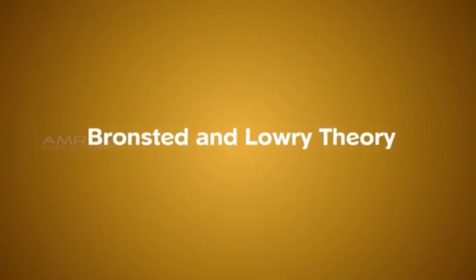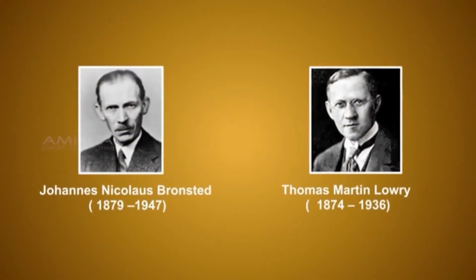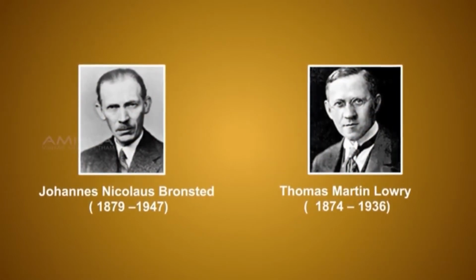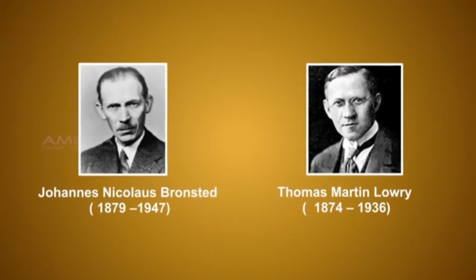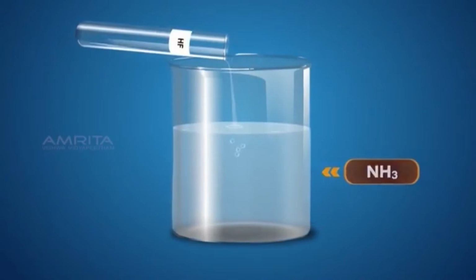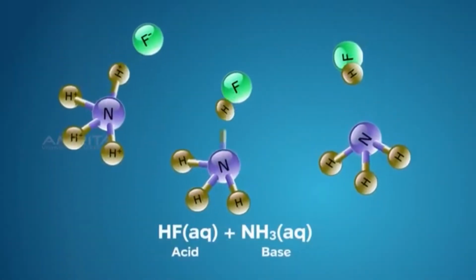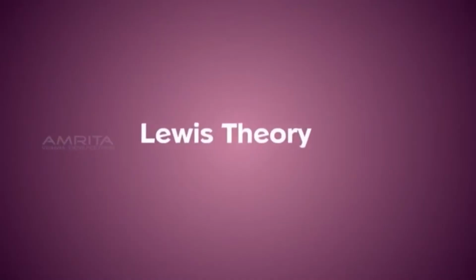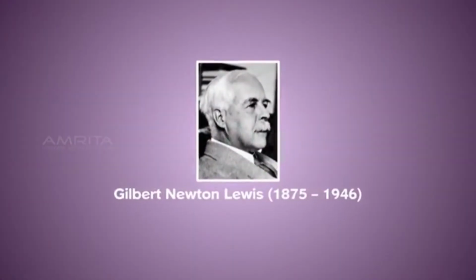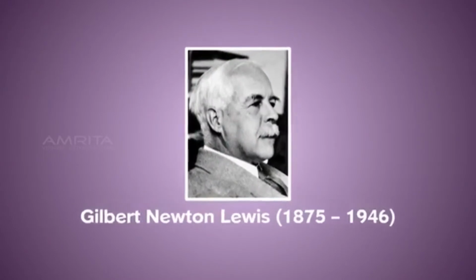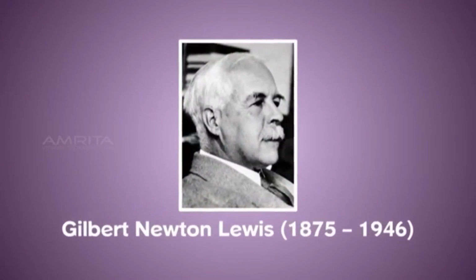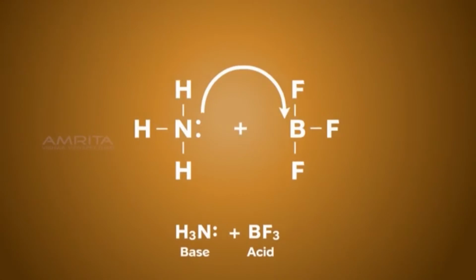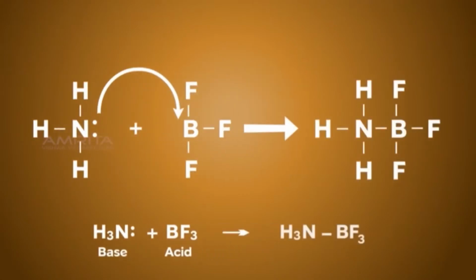Bronsted and Lowry theory. In the year 1923, Johannes Nicolaus Bronsted and Thomas Martin Lowry proposed another acid and bases theory. According to their definition, acids are proton donors and bases are proton acceptors. Lewis theory. Gilbert N. Lewis, an American physical chemist, introduced a new concept of acids and bases. He defined acids as an electron pair receptor and bases as an electron pair donor.